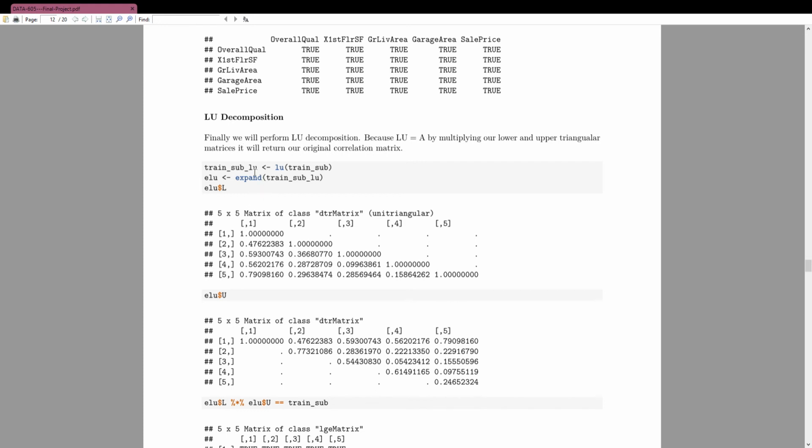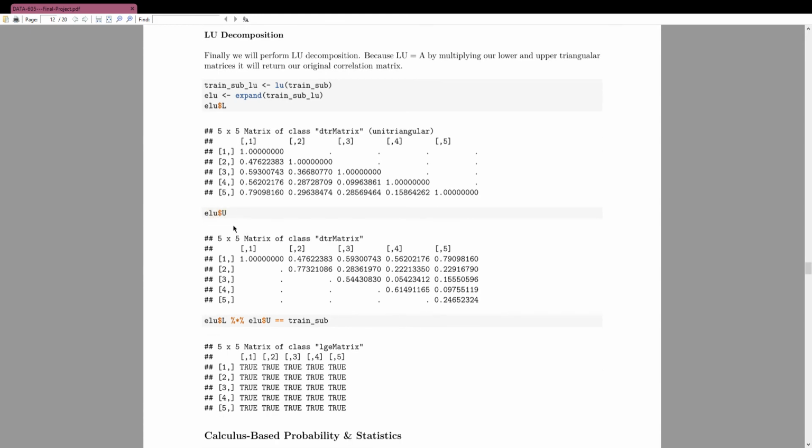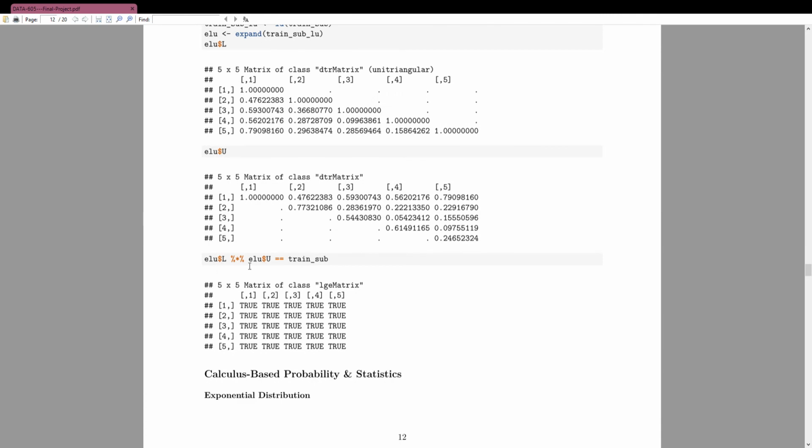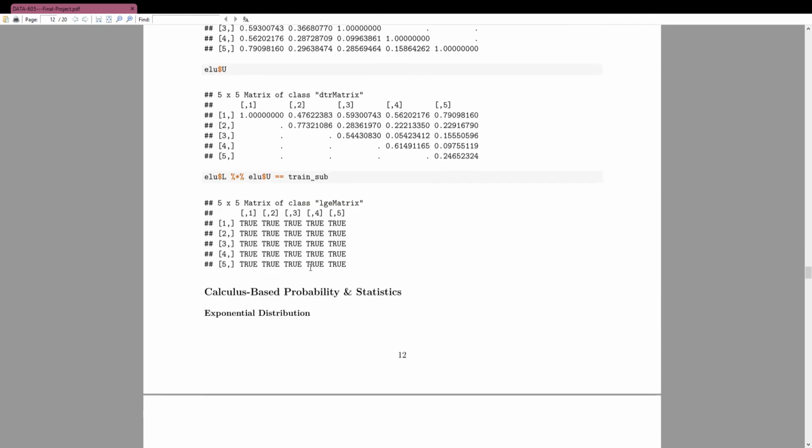Now we are going to perform an LU decomposition. In R, this is fairly straightforward. You start by creating the lower matrice and the upper matrice. Now we multiply the lower times the upper, and then we see that we get our original correlation matrix back.